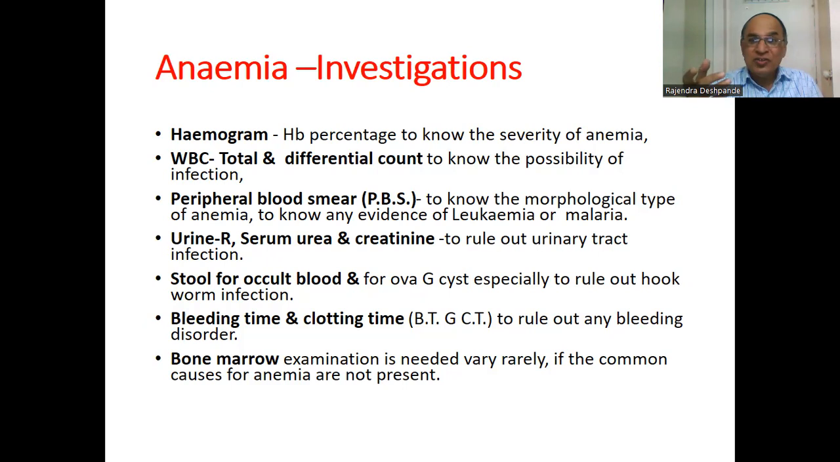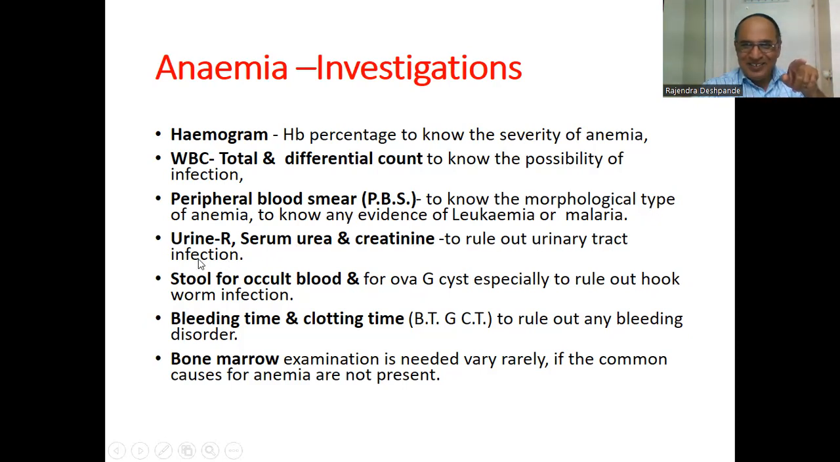If the total count is around 15,000 per cubic mm, mild infection. If it is more than 20,000 per cubic mm, moderate infection. If it is above 30,000 per cubic mm, severe infection. So only by seeing the number of WBC, you can get an idea of infection. PBS, peripheral blood smear, to know the morphological type of anemia.